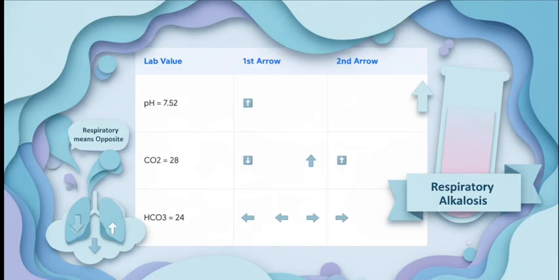Now for step 2, calculating the second arrows. Applying ROMS. Respiratory means opposite, so the CO2's downward first arrow means its second arrow points the opposite way, which is up. Metabolic means same. Bicarb's sideways arrow means its second arrow stays sideways. Finally, step 3. Look back at the pH. It's pointing up, right? Which second arrow is pointing up? The CO2. Since CO2's second arrow matches the high pH, we have a respiratory cause. And a high pH always means alkalosis. Put it together, respiratory alkalosis.